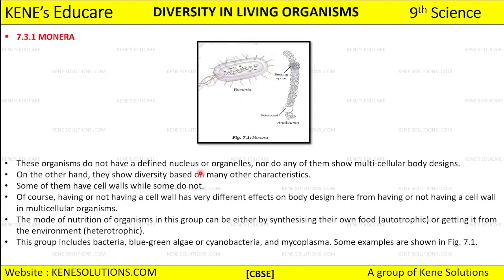Okay, on the other hand, you will see that they show diversity based on many characteristics. So whichever organisms come under kingdom Monera, they are going to show diversity, and this diversity is going to be based on many other characteristics. Okay, so some of them have cell walls while some do not have. Some organisms will have a cell wall, some organisms will not have a cell wall.